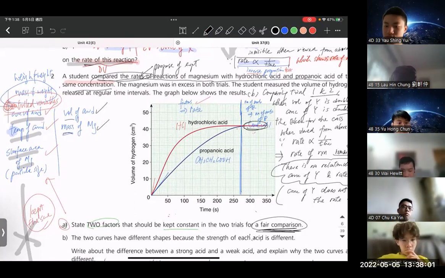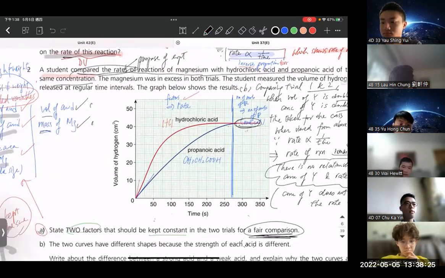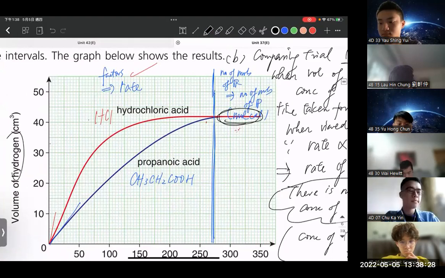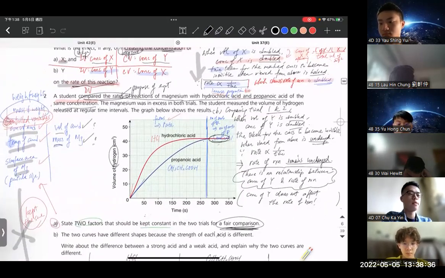So for the markers, including me as a science teacher, at that time I still gave you marks. However, in Form 4, if you write down these two points as control variables in Form 4 chemistry, sorry, I cannot give you marks, because these two factors don't affect the rate of reaction, but they do affect the number of moles of the product to be formed. In this case, it is hydrogen. So if I change these two, they will change the final line. It goes up and down. Okay, you get my point.